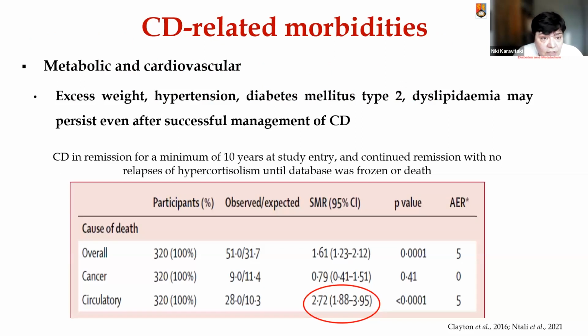So metabolic and cardiovascular comorbidities persist, like excess weight, hypertension, diabetes, dyslipidemia, and may persist even, as I said before, after successful management of the Cushing's, leading to the high cardiovascular mortality. And in a study we had done many years ago, a collaborative study published in Lancet Diabetes and Endocrinology, it had been shown that even patients who have been in remission for a minimum of 10 years, the cardiovascular mortality remained high, around 3 times higher than that of the general population.